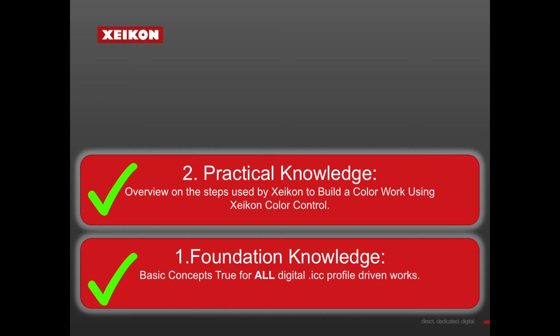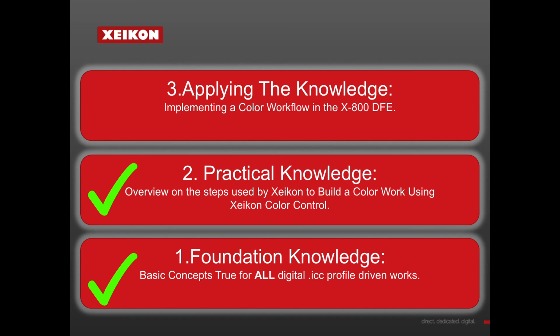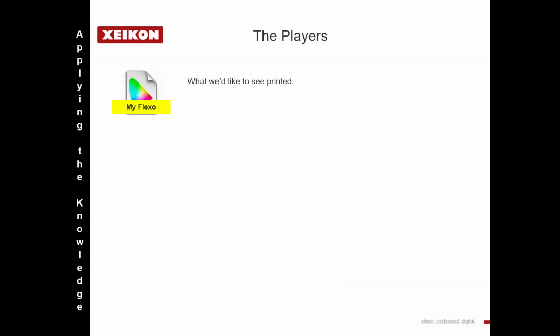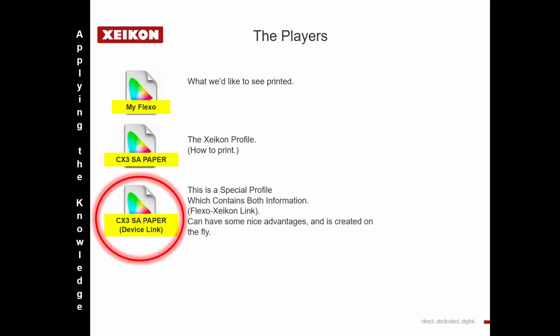These are the steps we need to undertake. And finally, applying this into our DFE. So we have in our hands the components. We have our flexo profile, what we'd like to see. We have our Xeikon profile, how to print what we'd like to see. We have created this special profile called a device link, which actually blends these two individual files together into one, and it has some nice advantages.